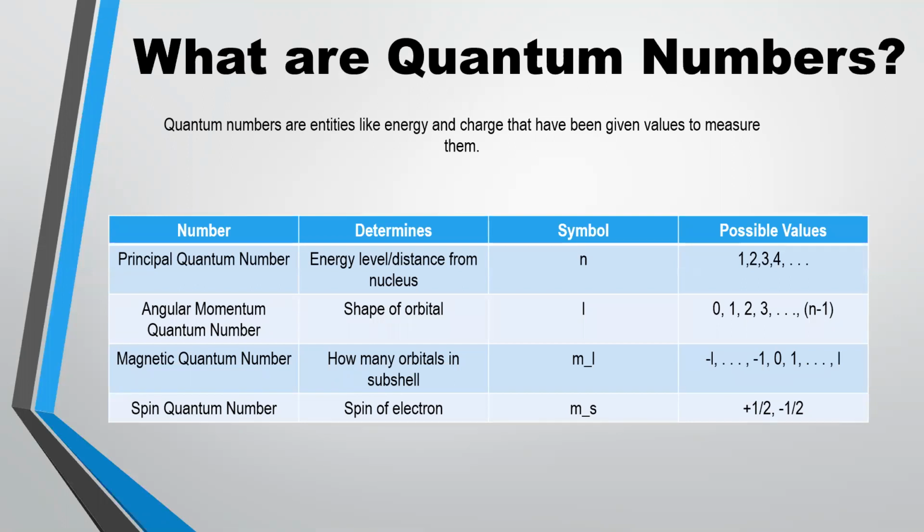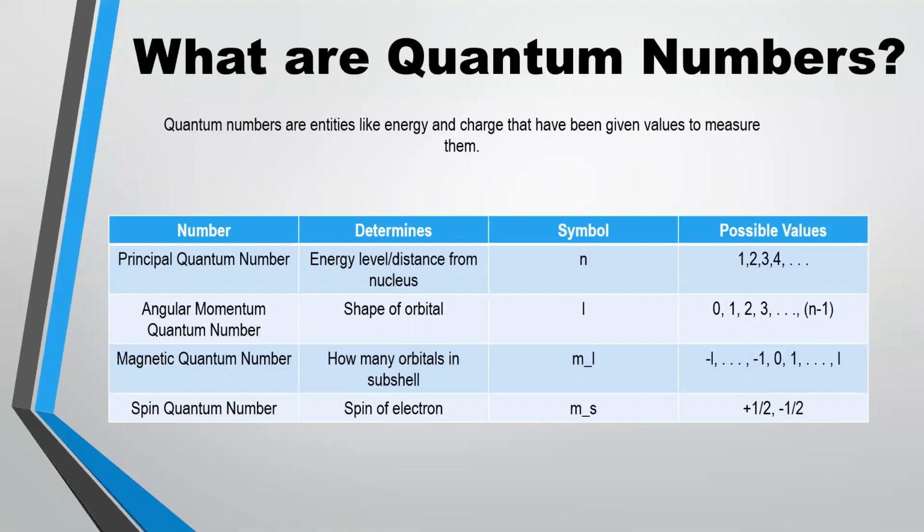Quantum numbers are entities like energy and charge that have been given values to measure them. We're going to focus on 4 quantum numbers today, the first being the principal quantum number, which determines the energy level or the distance that an electron is from the nucleus of an atom. Its symbol is n, and the possible values for it are 1, 2, 3, 4, and so forth. The higher the value, the farther the electron is from the nucleus.